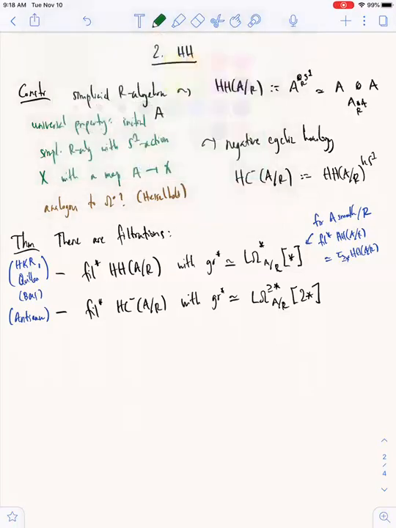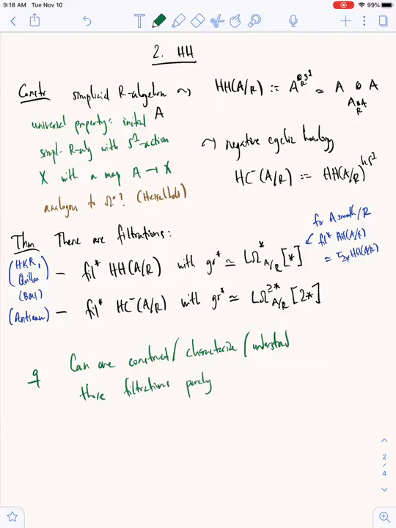So that leads to a question. Can one construct or characterize or understand these filtrations purely in terms of these universal properties? That's what I really want to explain today. At the same time, I'll answer the question, not from the previous page, but the motivation for characterizing derived de Rham cohomology by a universal property was to see the formal reason that it shows up in Hochschild homology in this way.